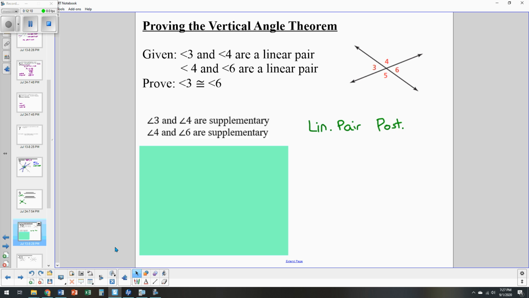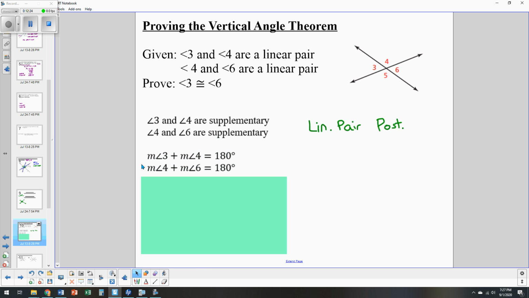And we also learned the definition of supplementary, right? When angles are supplementary, their sum is 180 degrees. So I could take these statements that 3 and 4 are supplementary and 4 and 6 are supplementary and turn them into equations. I could say that angle 3 and angle 4 add to 180 and angle 4 and angle 6 add to 180. And that reason would be the definition of supplementary, right? That's what it means to be supplementary.